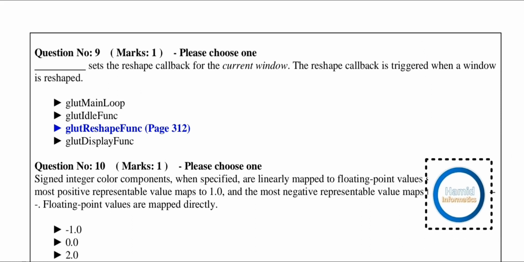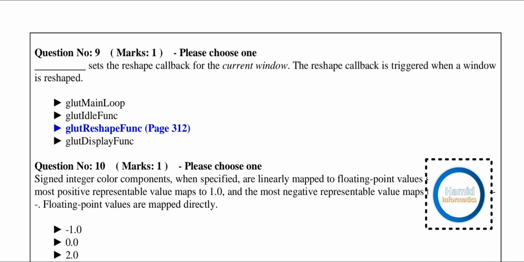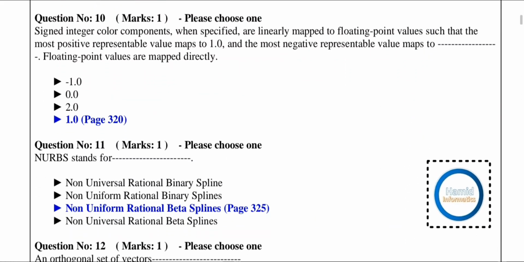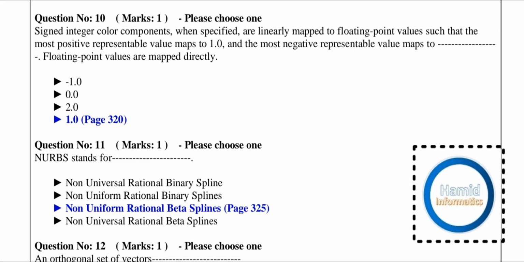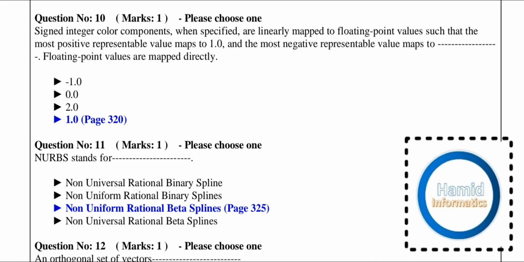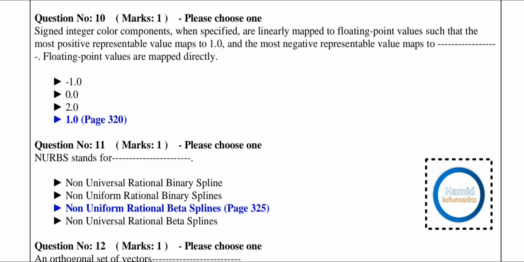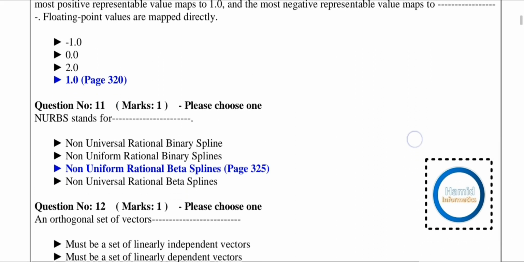The glutReshapeFunc function sets the reshape callback for the current window. The reshape callback is triggered when a window is reshaped. Signed integer color components, when specified, are linearly mapped to floating point values such that the most positive representable value maps to 1.0 and the most negative representable value maps to dash. Floating point values are mapped directly. 1.